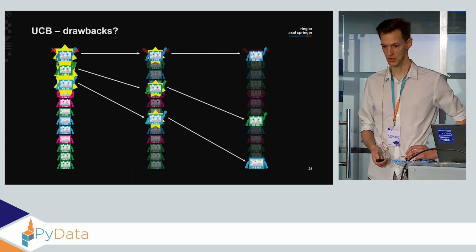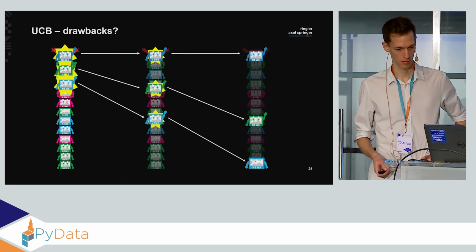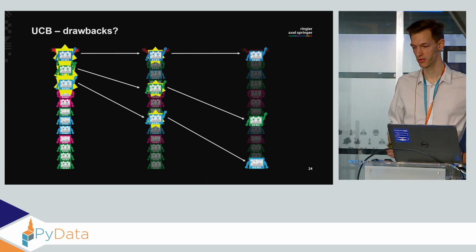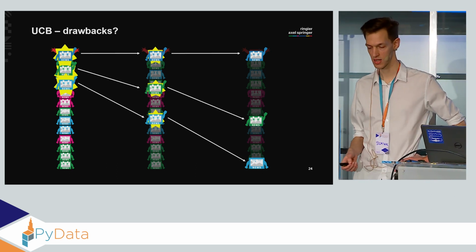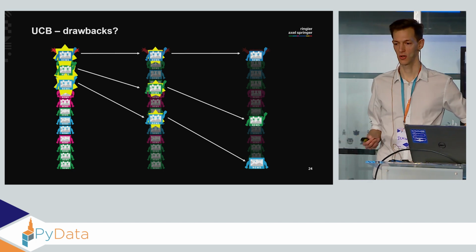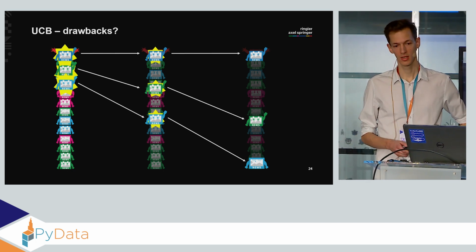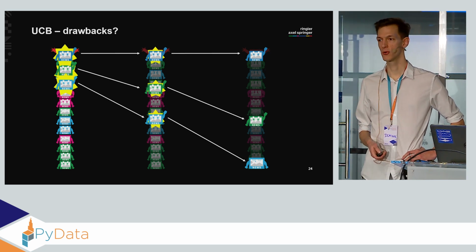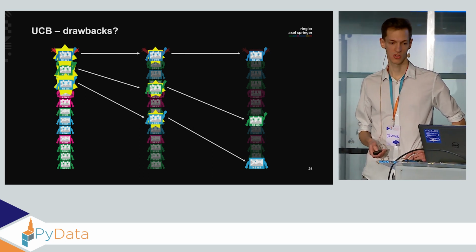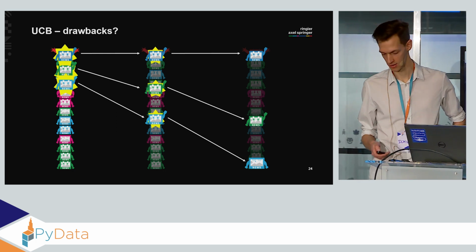So imagine that one of the articles ends up at the very bottom of the list. So in the case of UCB, this article will not be shown again at all. And in a way, we might say that this is what we wanted, right? We explored the article and we proved that it's not performing well, so why bother?